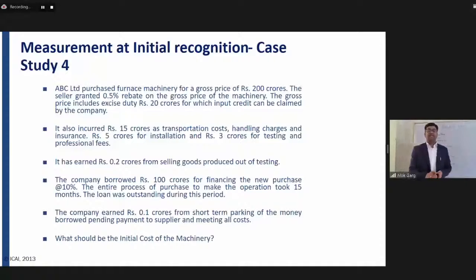The last point is, what should be the initial cost of the machinery? So guys, we have recognized the machinery, but we need to calculate the cost at which the machinery is required to be recognized. Now tell me, at what cost is this machinery going to be recognized?